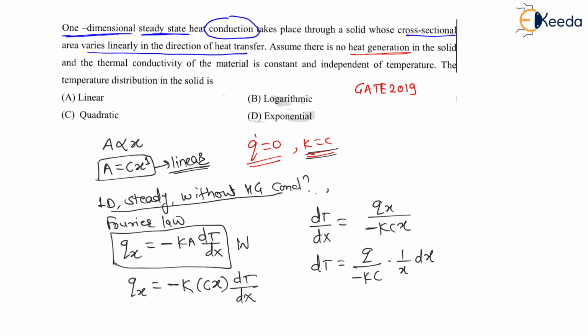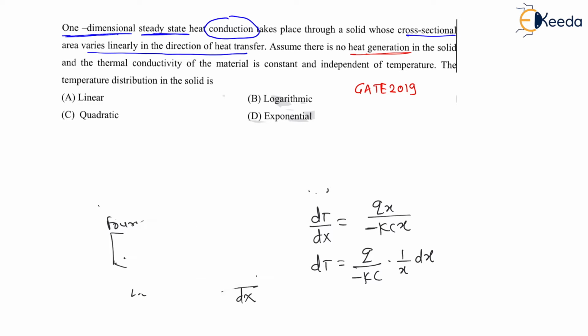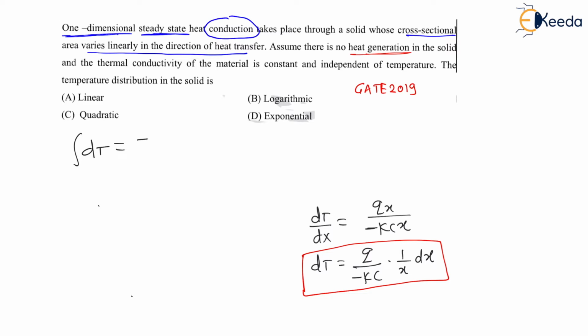Now, my dear students, so my resulting equation is dT is equal to Q divided by minus kC into 1 upon x dx. Therefore, if I integrate this equation, then I will get temperature profile. So let us integrate this equation. Integration of dT is equal to minus Q by kC into integration of 1 upon x dx. Now, integration of dT is T, integration of 1 is T. Therefore, T is equal to, here heat transfer is steady one directional, therefore Q will be constant. Again, thermal conductivity is constant, C is a constant only. Therefore, it will become minus Q divided by kC.